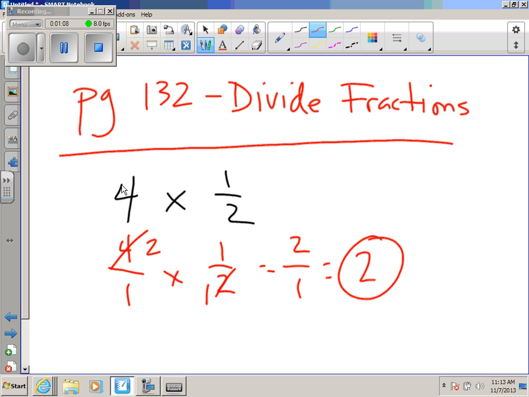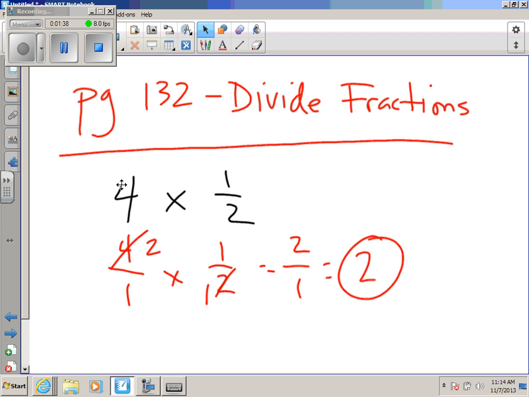Now, I want you to look at that carefully. What did we do with the 4? Essentially, we did what? We cut it in half. Did we not cut it in half? Yes, we did. We multiplied it by half, and we ended up with 2.